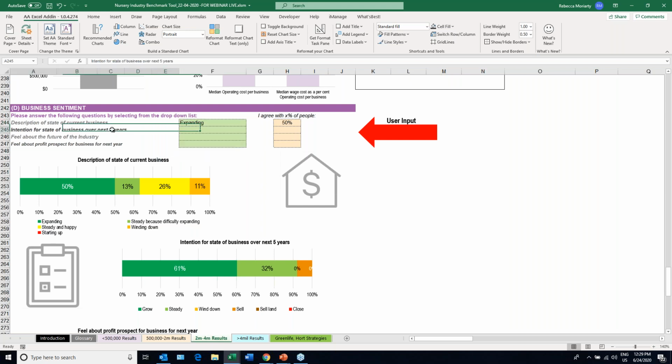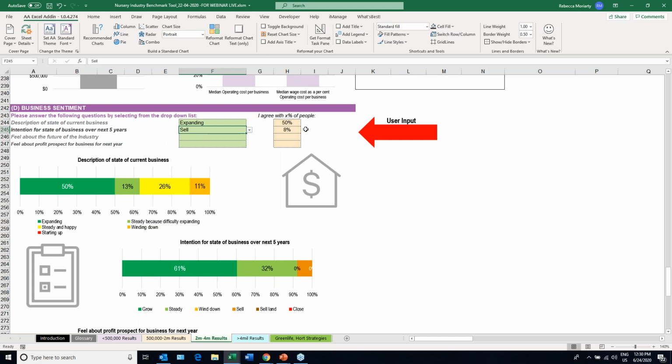Intention for the state of the business over the next 5 years. Well, I'm currently expanding, so my focus is I want to grow. How many people say the same thing? 61%. So this would probably capture the people who are expanding or steady because of difficulty expanding. They still intend to grow over the next 5 years. We might have a look at what a few other people are thinking. Slow and steady, about a third. A third of the people are happy to keep going as they are. Winding down, no one in this segment. What about sell? 8% are interested in selling.